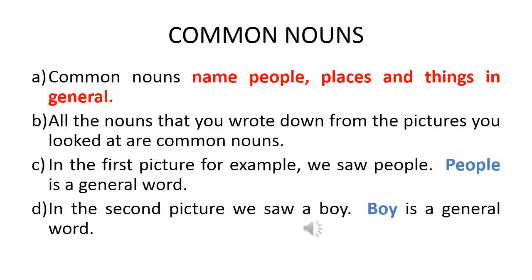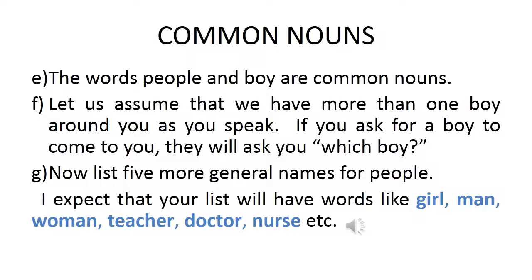Common nouns. Common nouns name people, places and things in general. All the nouns that you wrote down from the pictures you looked at are common nouns. In the first picture, for example, we saw people. People is a general word. In the second picture, we saw a boy. Boy is a general word. The words people and boy are common nouns.